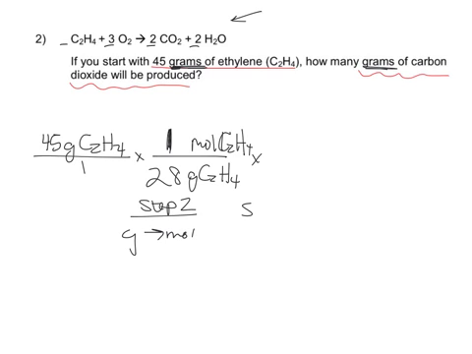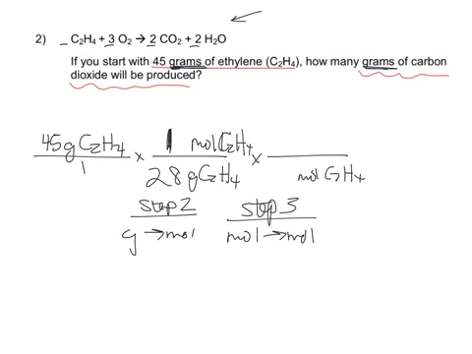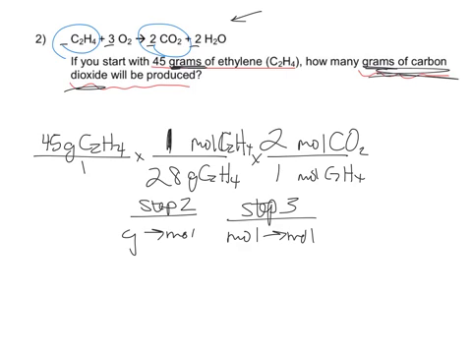Our next step, which is step 3, is to go from moles to moles. We call this the mole ratio. So this is going to be going from moles of ethylene into moles of CO2, which is what I'm interested in getting, carbon dioxide, okay? So if I go up to this problem here, I'm looking at the coefficient that goes with ethylene and the one that goes with carbon dioxide. In this case, 1 mole of ethylene will produce 2 moles of carbon dioxide.